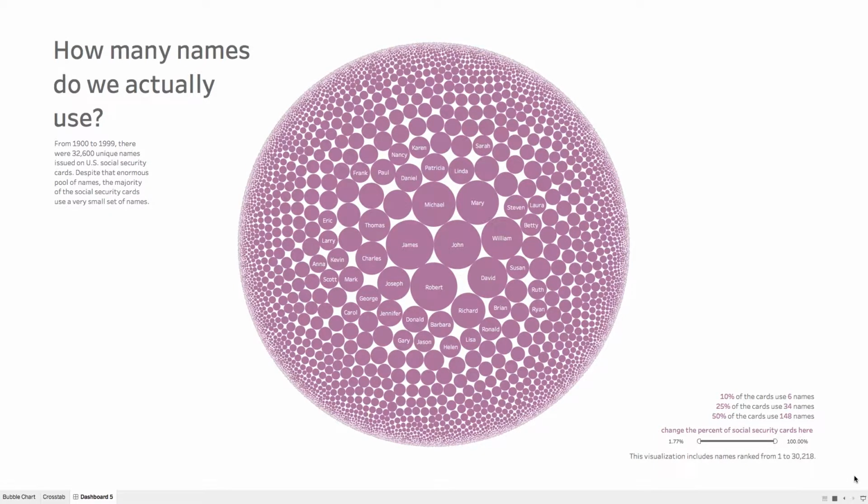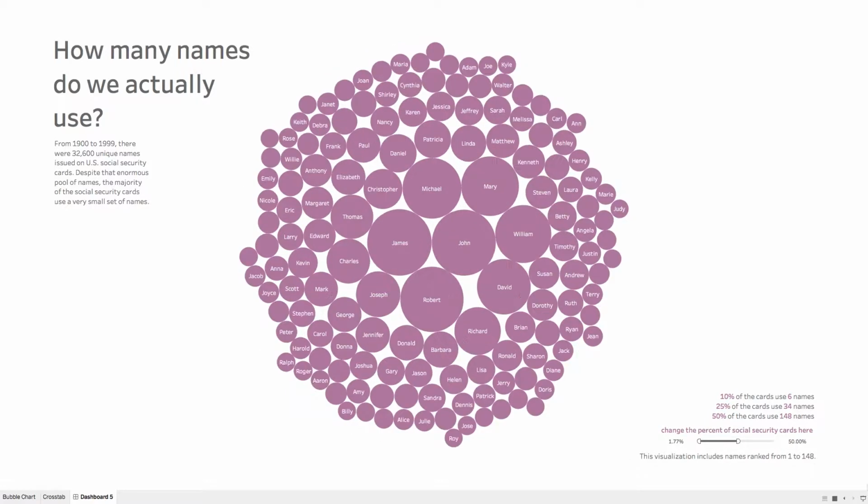Remember the big picture here. We want to be able to add a filter that limits our bubble chart to a certain percent of all the Social Security cards. Since we've lined up our names from most to least common, we can start to explore how many names are actually used within a certain percent. So when we limit this filter to 50%, for example, we can see that 50% of the Social Security cards use only 148 of the 32,600 names in the dataset.